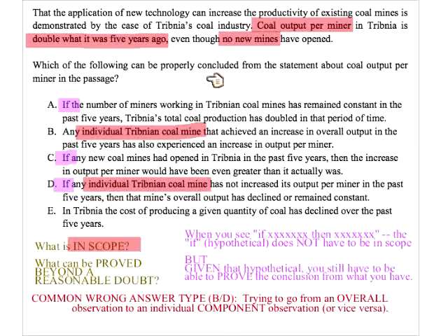Cost is out of scope. We don't know anything about cost. So any answer choice that discusses cost is incorrect. And then choice E, or choice C, if any new coal mines had opened in Tribnia. There are two things wrong with choice C. The first is that, I'm going to go ahead and put this on another page.